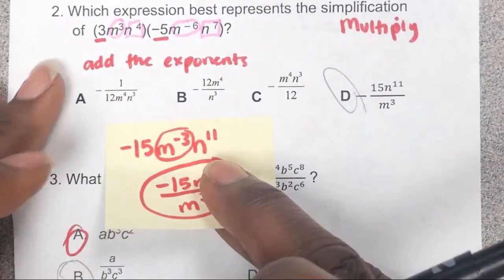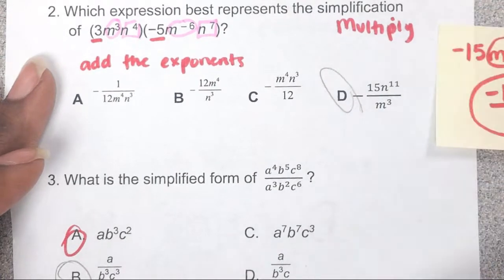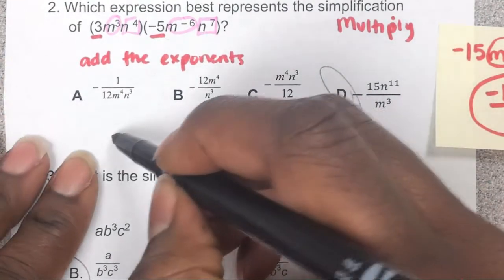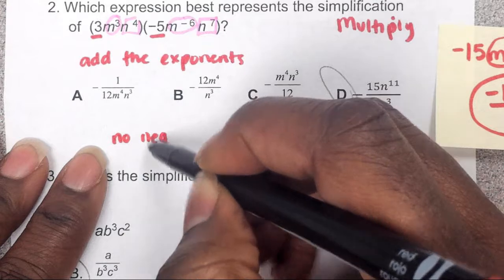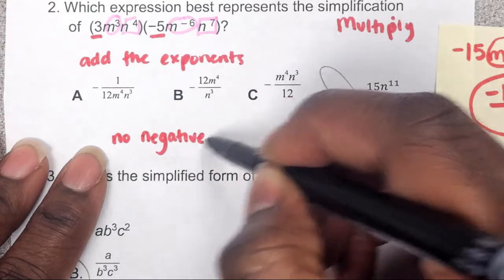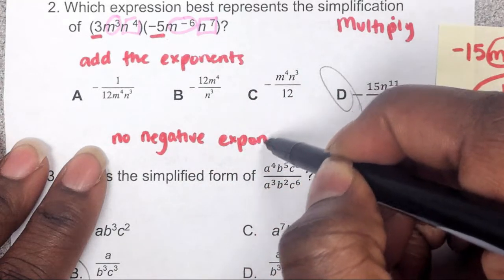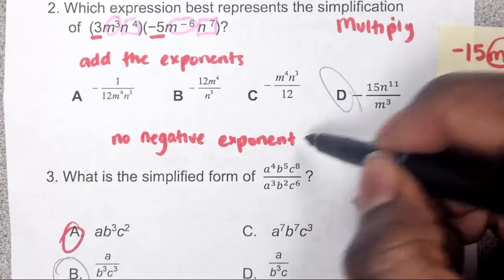All right. We're just trying to remember these rules. So the other rule was no negative exponents. You could not leave a negative exponent left in your simplified answer.